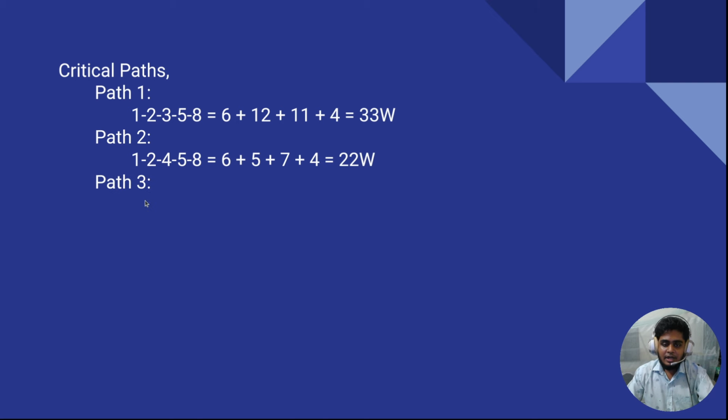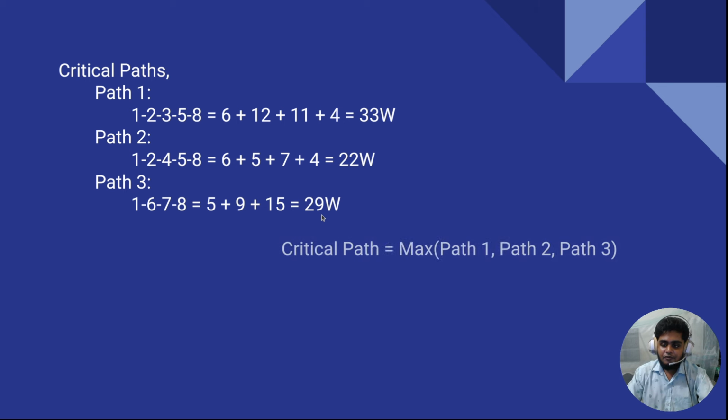For the third path, similarly you have to calculate those values: 1 to 6, 6 to 7, 7 to 8. For 1 to 6 the activity time is 5 weeks. For 6 to 7 the activity time is 9 weeks, and for 7 to 8 the activity time is 15 weeks. So the total sum of those weeks is equal to 29 weeks.